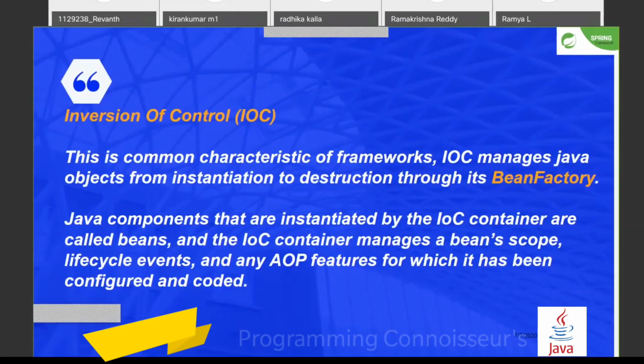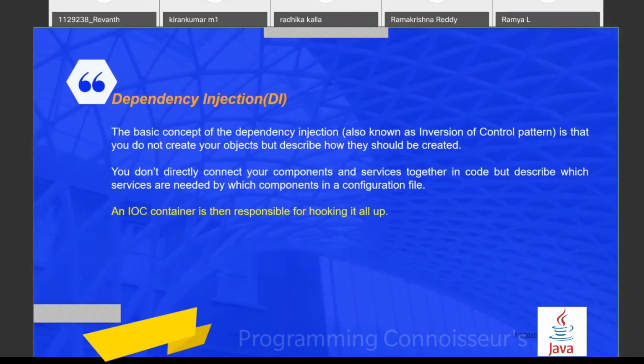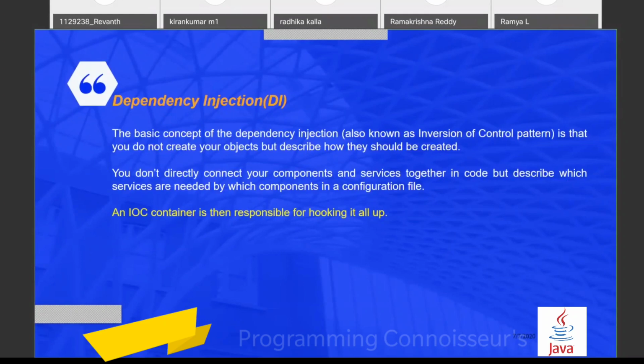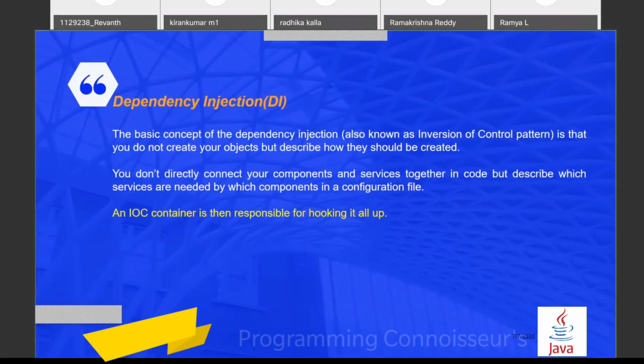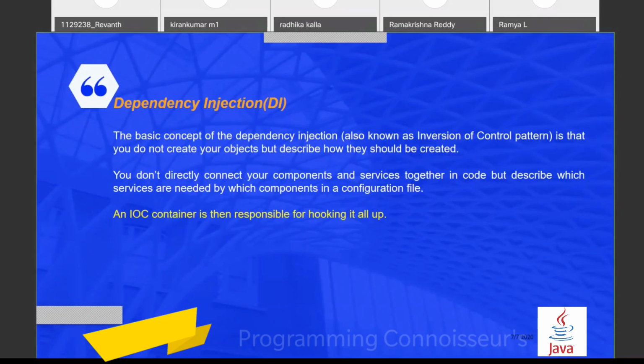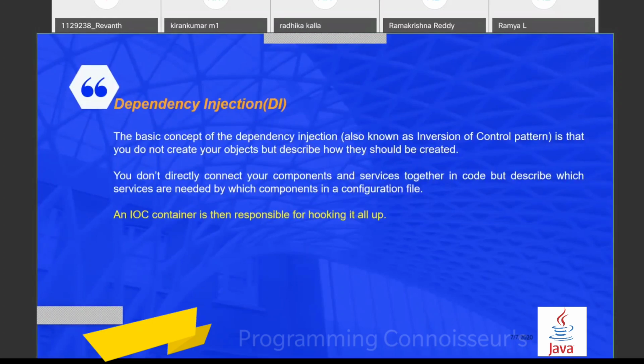Now what is dependency injection? As you people said, this is also known as inversion of control, but this is not IOC. You don't create an object but describe how it should be created. You don't directly connect your components and services together in the code, but describe in a configuration file which services are needed by which component. An IOC container is then responsible for hooking all this up.